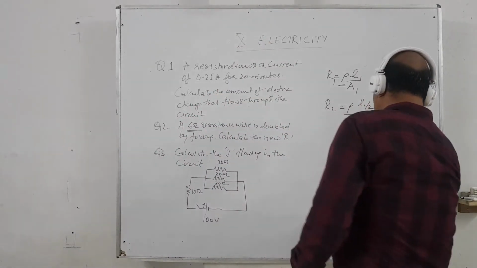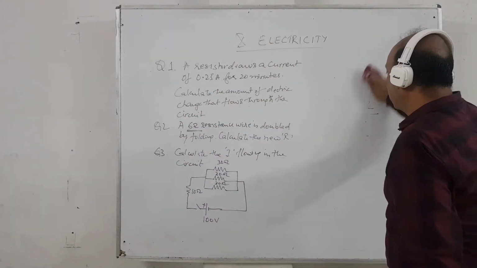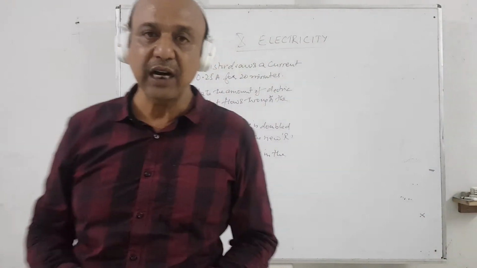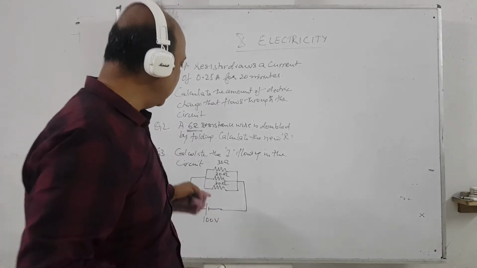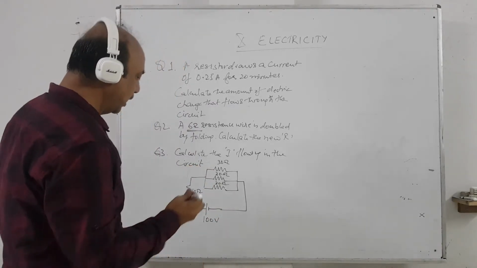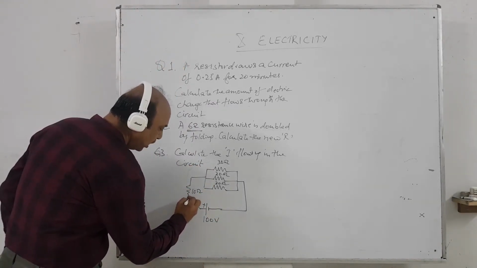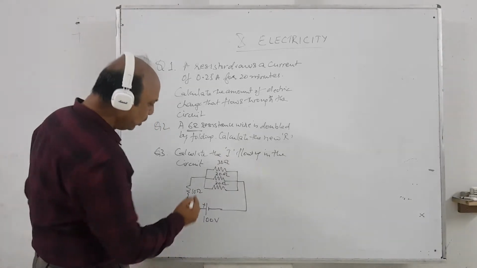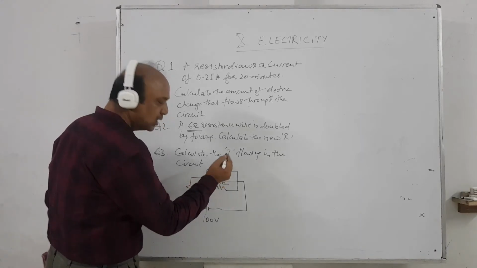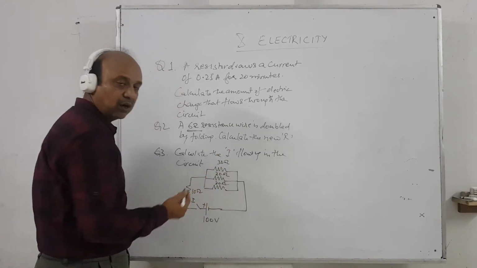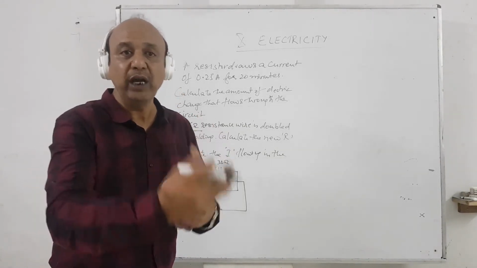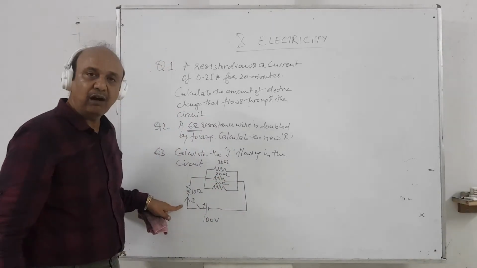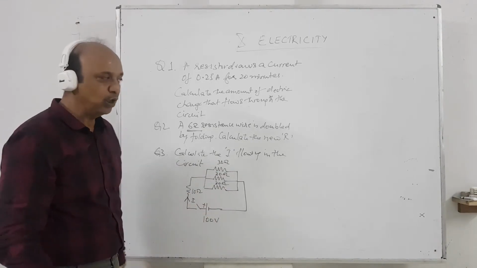Let us move on to the next question. Next question is, calculate the I flowing through the circuit. Now when I am saying calculate the current flowing through the circuit, I mean the total current flowing through the circuit. I could have asked you to calculate the current flowing through the 10 ohm resistance, 30 ohm resistance, 30 ohm resistance and all those resistances. We should be doing that a bit later. But presently, I am asking you to calculate the total current flowing through the circuit.